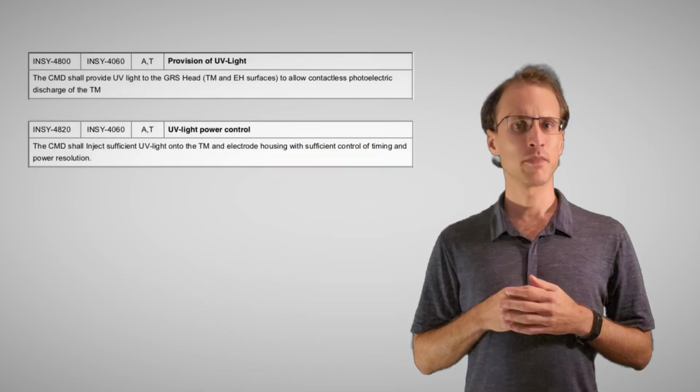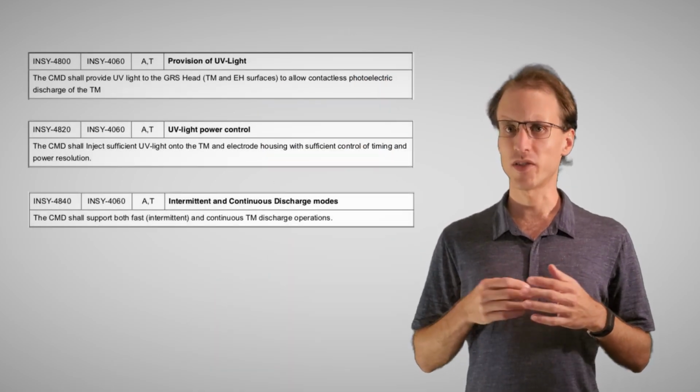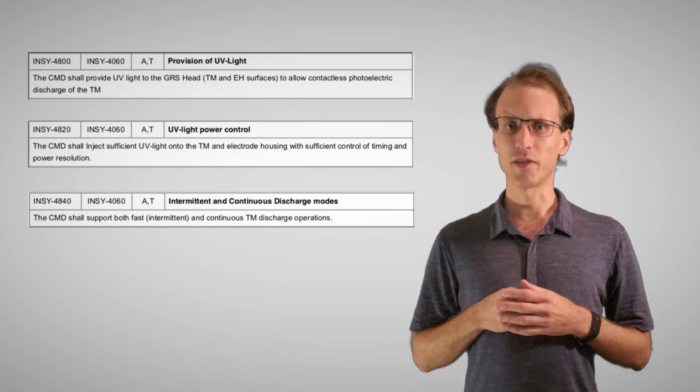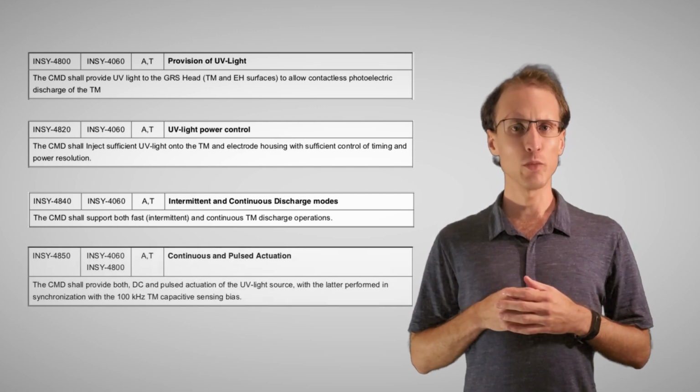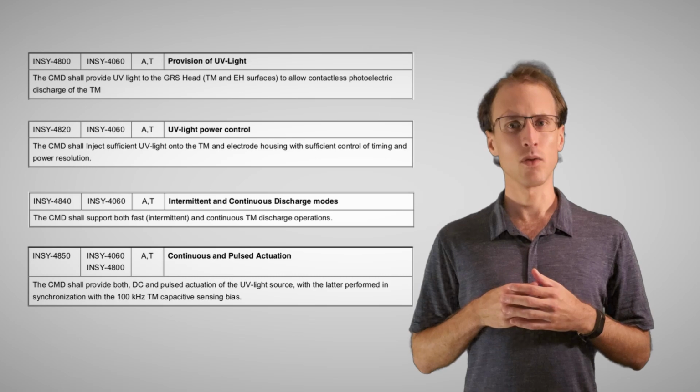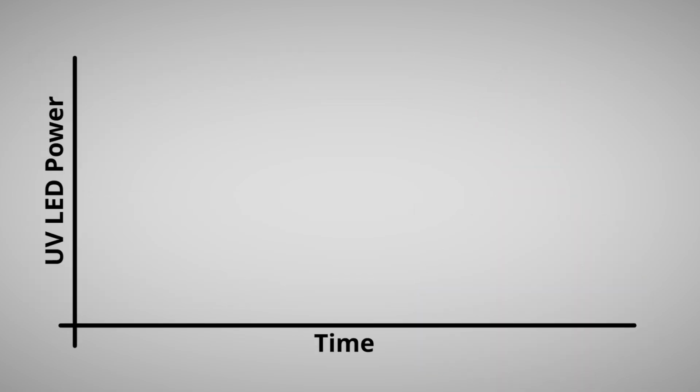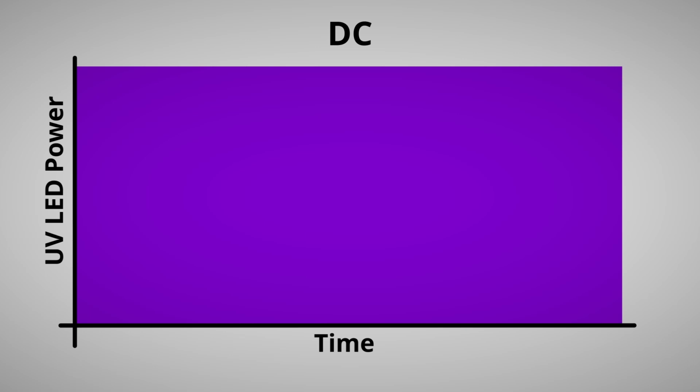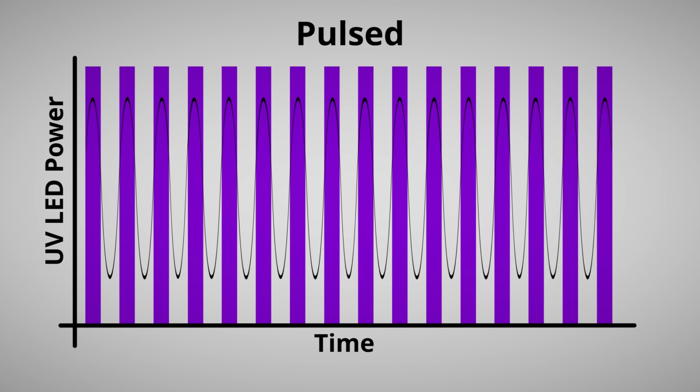Alright, now it is time to get specific with the design requirements for the CMD, as well as the budgets we must work within. Let's start with the highest level requirements, which will flow down to lower level requirements. The LISA CMD shall deliver UV photons to the test mass. It shall be able to do this in either intermittent or continuous discharge modes. That is either during pauses in the LISA's observation run, or continuously during science observations. The CMD shall illuminate the test mass in either DC, quasi-DC, or pulsed mode. That is when the LED is either on continuously during a discharge session, partially on during a second, or when pulsed in sync with the 100 kHz test mass sensing field.